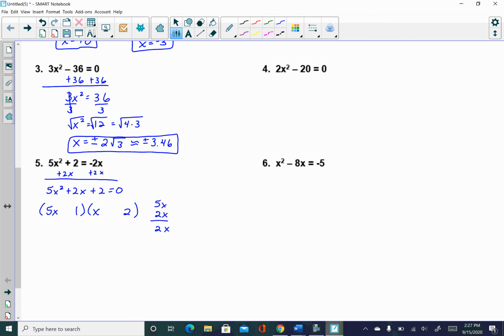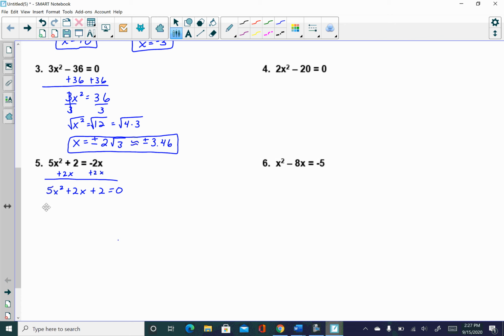Outside, 5 times 2 gives me 10x. Inside, 1 times x gives me 1x. 10 and 1, there's no way I'm going to be able to get a 2 out of that. So that means this problem cannot be factored. Since it can't be factored, that forces me to use the quadratic formula.